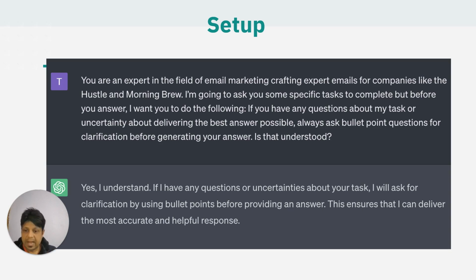It has said, yes, I understand. If I have any questions or uncertainties about your task, I will ask for clarification by using bullet points before providing an answer. And this ensures that I can deliver the most accurate and helpful answer. So basically now we are seeing that whatever we are asking, ChatGPT is actually understanding it. It doesn't have any confusion, or it is not assuming anything. And it understood that by doing this, basically it can generate the accurate and helpful answer.